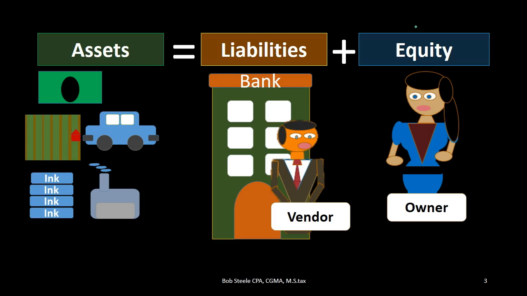Then we have the equity section, which could be in the format of the owner's equity for a sole proprietor, or partnership's equity for a partnership, or stockholders' equity for a corporation. However, all three of those formats represent, in essence, the same thing, the ownership or the book value of the organization, meaning assets minus liabilities is, in essence, the book value of the organization.